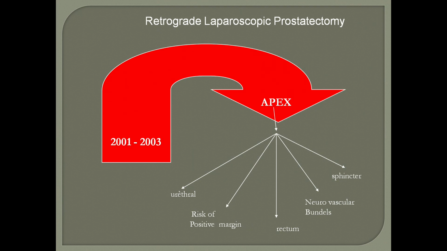But in fact, it's not logical, because when you have to deal with the apex, you have to deal with all the problems: the sphincter, the urethra, the positive margin, the rectum, and the bundle, and the bleeding. But when it's done, then it's finished. You just retract. So, in fact, it's totally illogical.